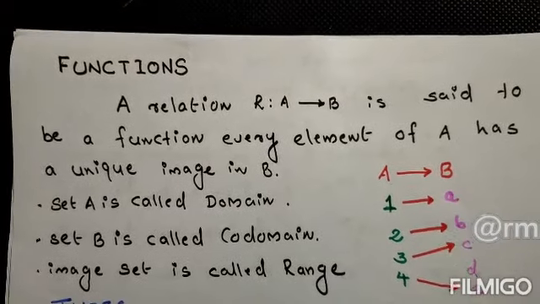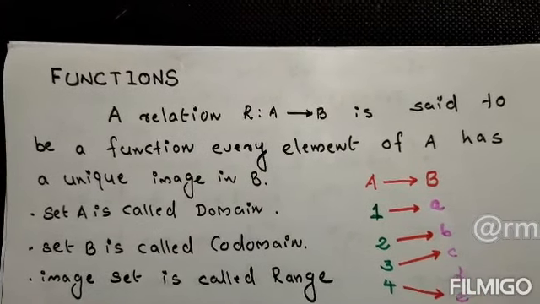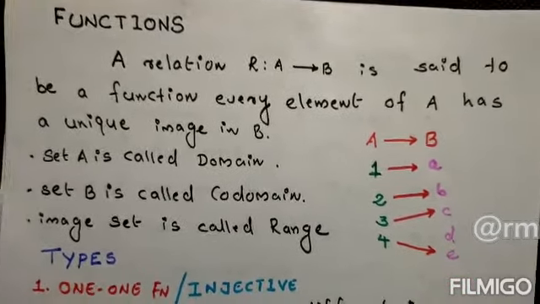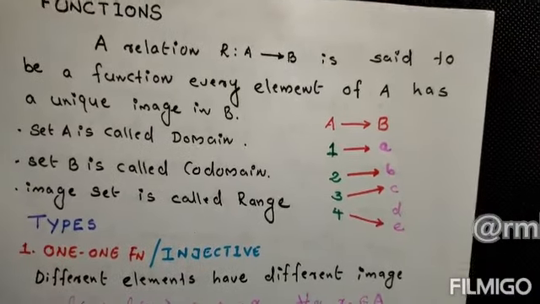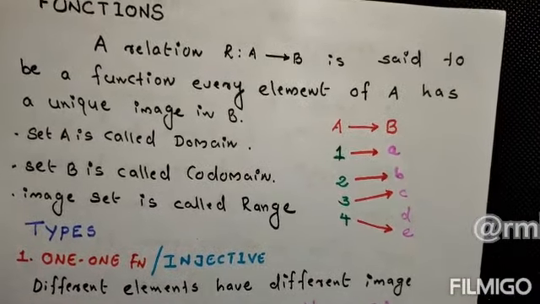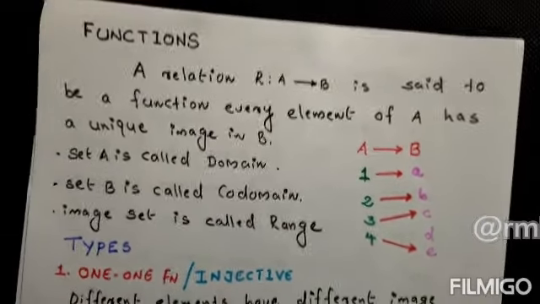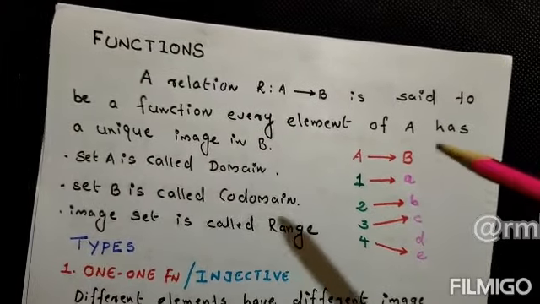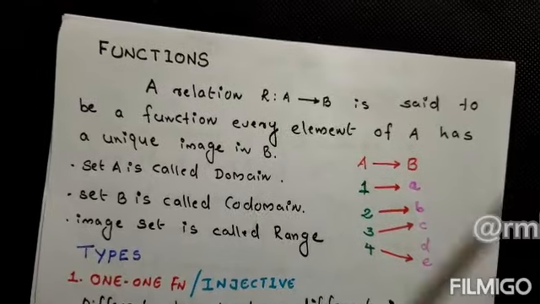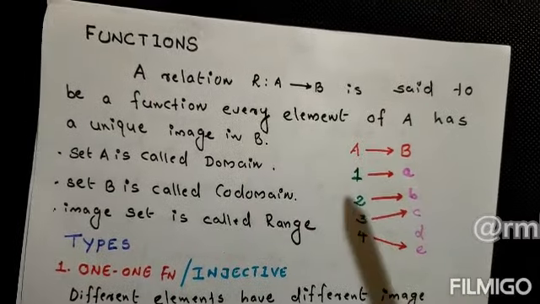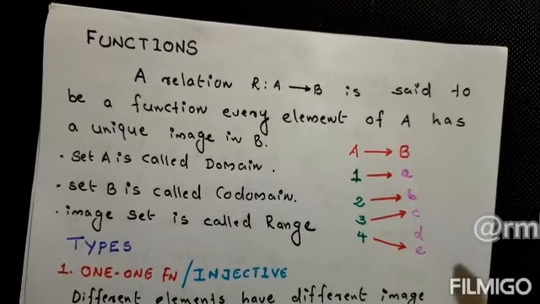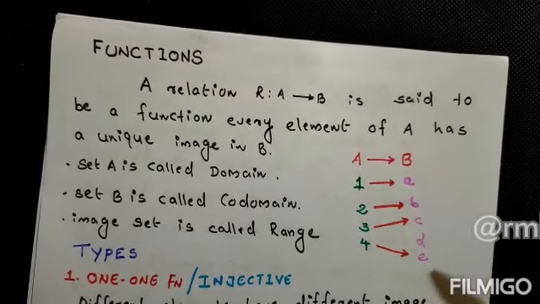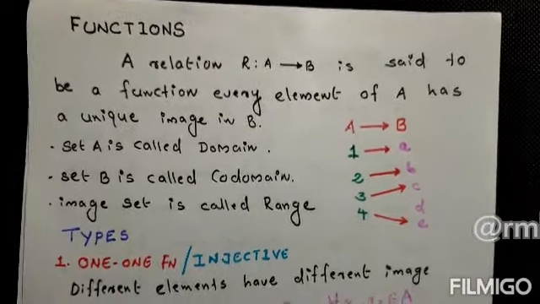That means from this arrow diagram, every element of A, 1, 2, 3, 4, has only one image. 1 has one image A, 2 has only one image B, 3 has only one image C, 4 has only one image E. The set of all first components is called the domain. That is, 1, 2, 3, 4 are called the domain, and A, B, C, D, E are called the codomain. The image set A, B, C, E is called the range of the function.